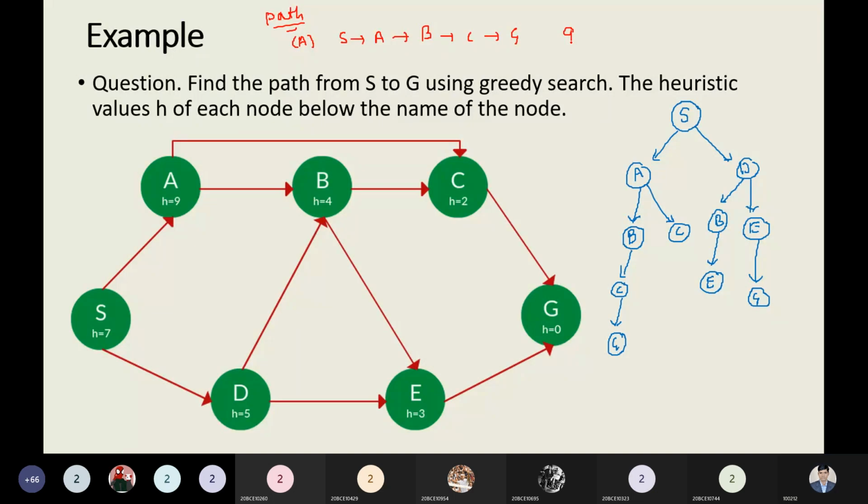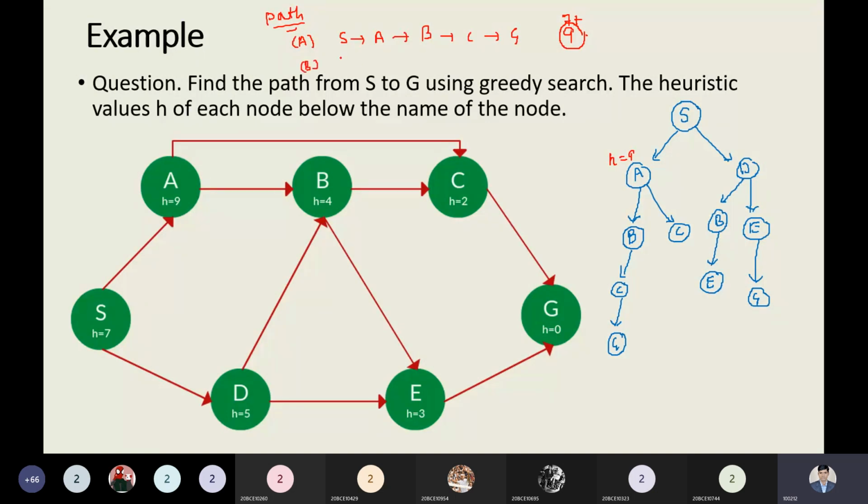As an initial level, S is given 7. So if I try to add 7 plus 9, something like this I can do. Before starting, you can observe why I'm choosing this A. I'm not adding all the cost over here. The greedy search algorithm tells us, if you're moving S to A, the heuristic cost we have is 9. But if you look at the other point, S to D, look at this path.